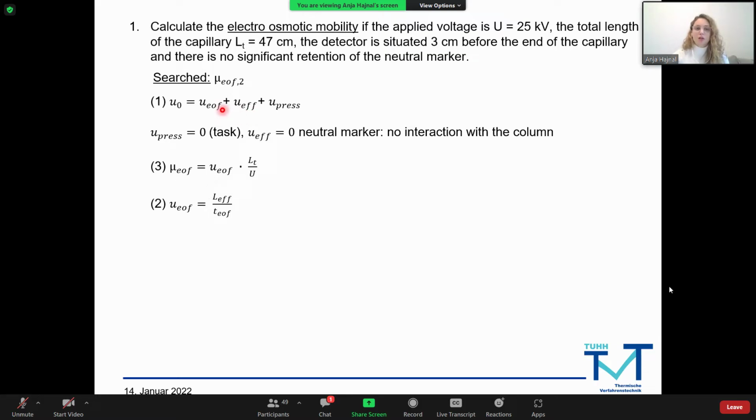And we can use this neutral marker to help us determine this electroosmotic flow velocity. And this electroosmotic flow, as we said, is the same for all charged or non-charged species. The observed velocity is only going to change depending on whether it interacts with the column or not. So we can use this neutral marker to determine our electroosmotic velocity. So what is important for this task is our equation number 1.